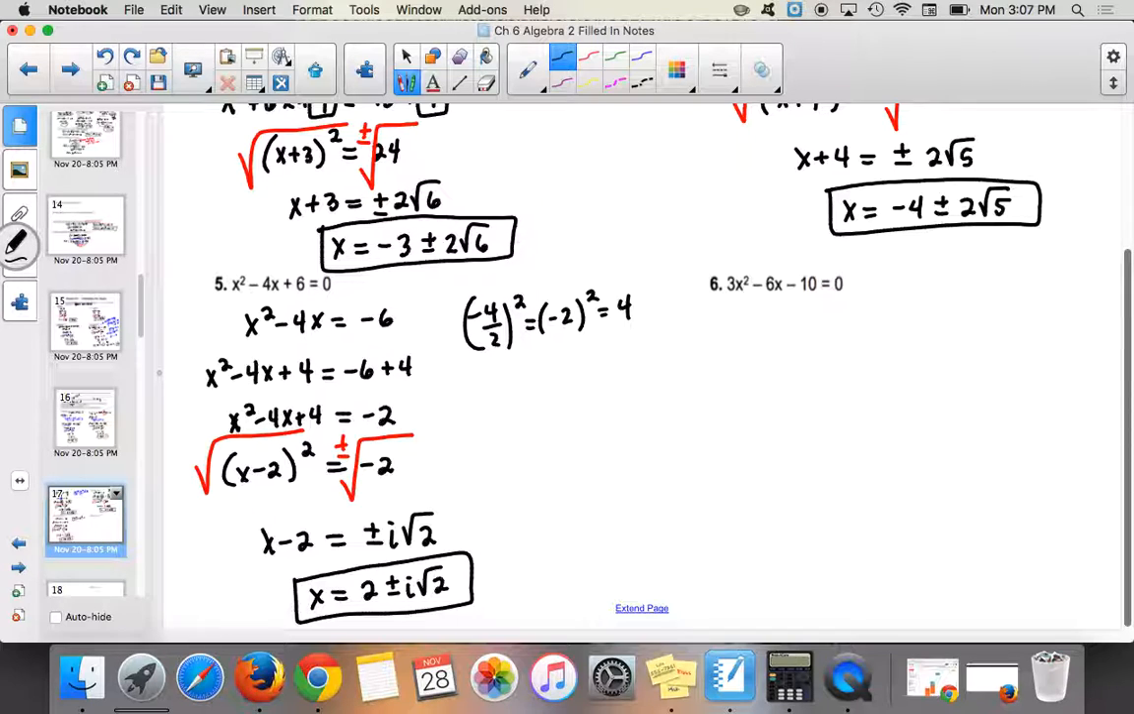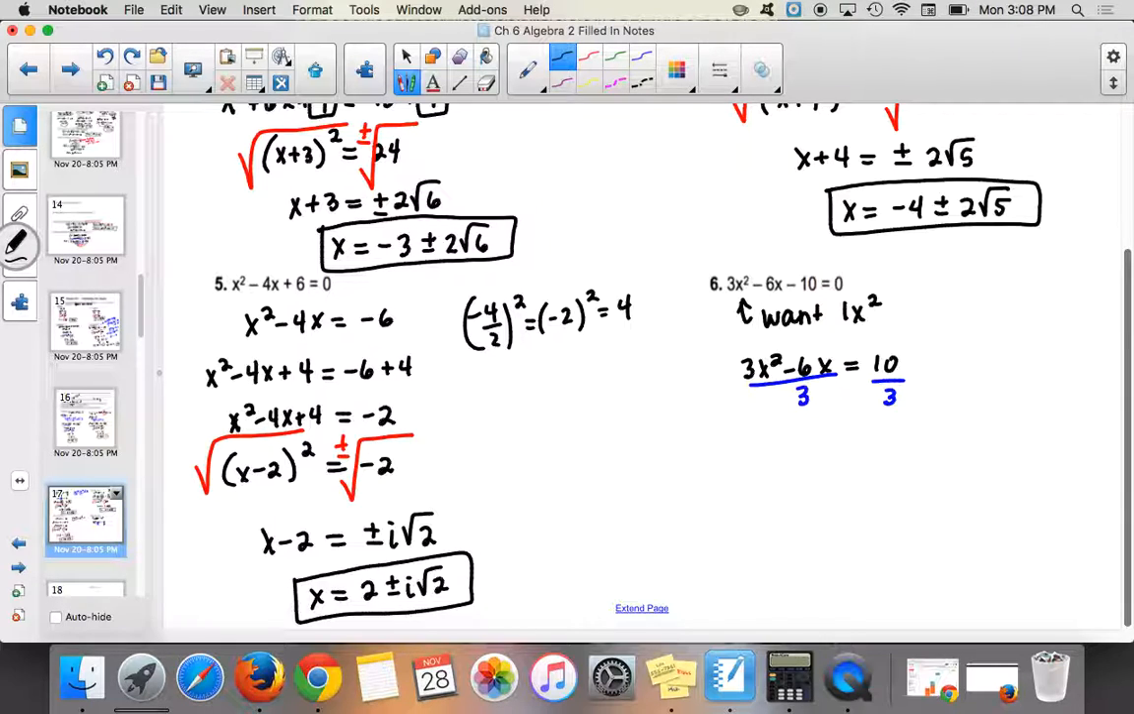All right, the hard part is fractions. We love fractions, though, don't we? Now that you're in Algebra 2, aren't fractions your friend? No. Oh, not so much. All right, so remember, we always want a 1x squared. So we're dividing everything through by 3. So first add the 10 over, I guess. So we're going to divide by 3, divide by 3.